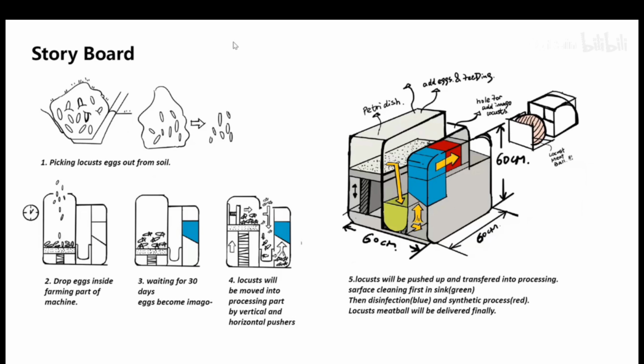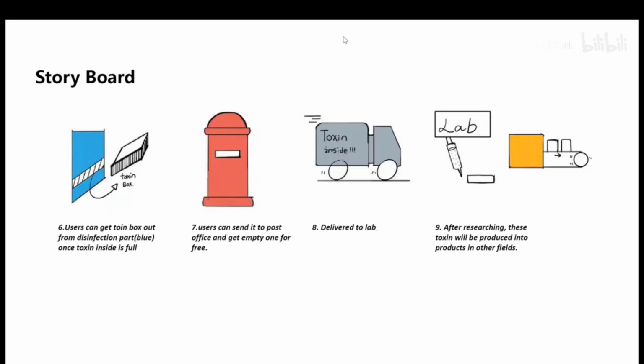There is also a hole for adding imago locusts into the producing part to ensure farmers can get locust meat quickly instead of waiting for 30 days. Users can take the toxin box out from the disinfection part once the toxin inside is full, and send it to the post office and get an empty one for free. After researching, this toxin will be produced into products in other industrial fields.